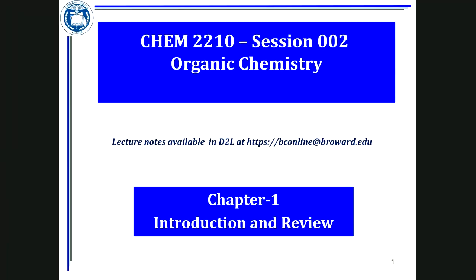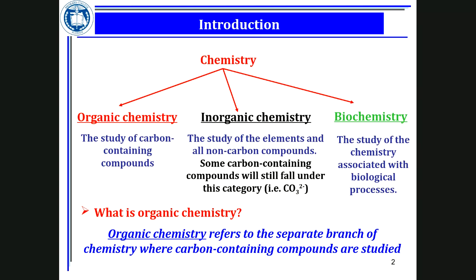Chapter 1 of organic chemistry is basically a review of what you have learned in general chemistry that is applicable to organic chemistry. So we are basically reviewing some sections of the chemistry that you have learned so far. When we talk about chemistry, what makes organic chemistry different from other chemistries? Organic chemistry is a study of carbon-containing compounds.